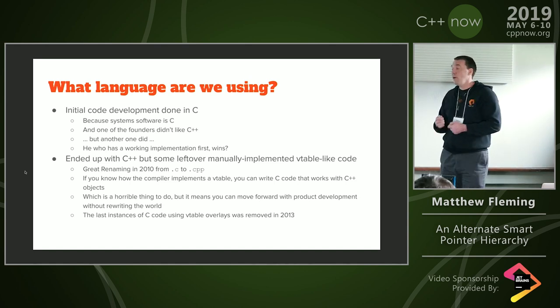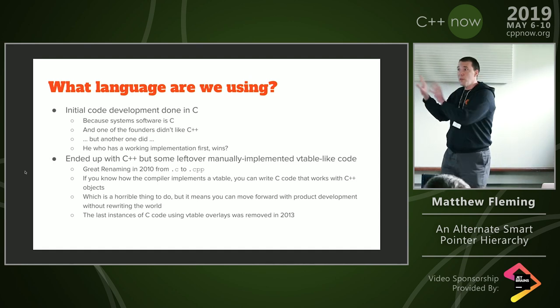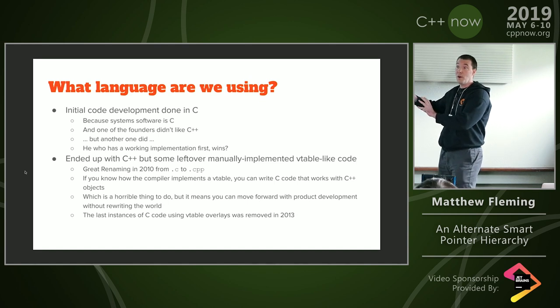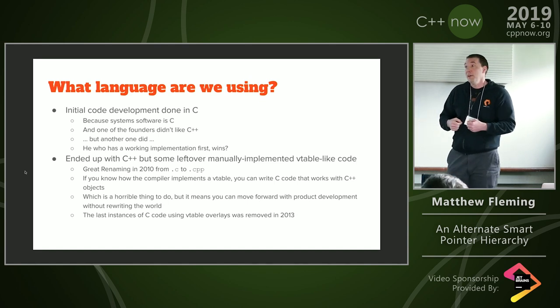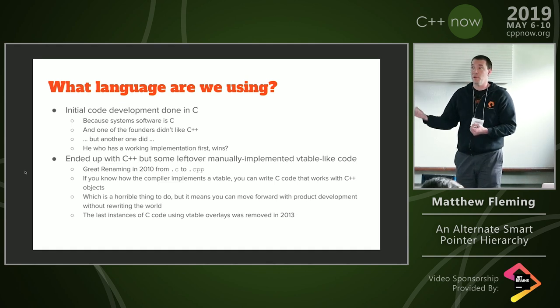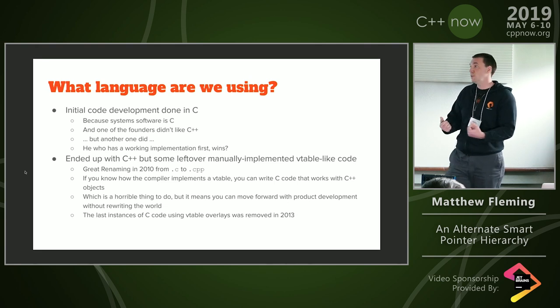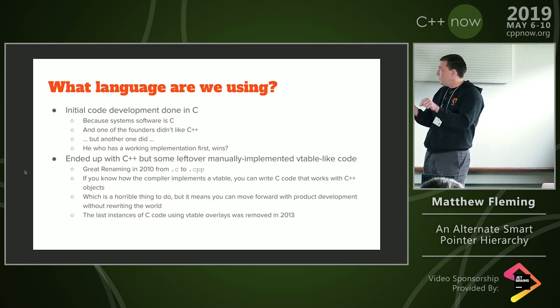And if I know a little bit about how compilers implement vtables, well, I can write C code that does some pointer subtraction and a few other funny things. And it's a really horrible thing to do. And I do not recommend you do it at all. Please do not do this. But it does allow you to slowly transform a code base from C to C++ and still, in a C++ world, use normal virtual function dispatch. But in the C world, you just use function pointers.